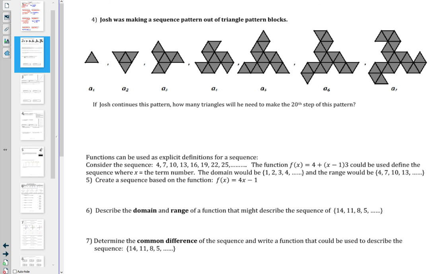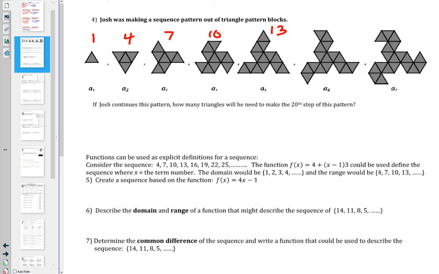Next page. Josh was making a sequence pattern out of triangle blocks. If Josh continued this pattern, how many triangles will he need to make the 20th step of this pattern? So let's just count how many triangles there are. How many triangles are there on the first one? How many little triangles? I'm counting 4. And then on this one? I'm counting 7, yeah. And then? 10, yeah. So can we see what the pattern is already?